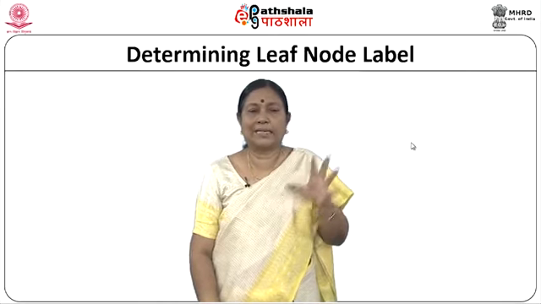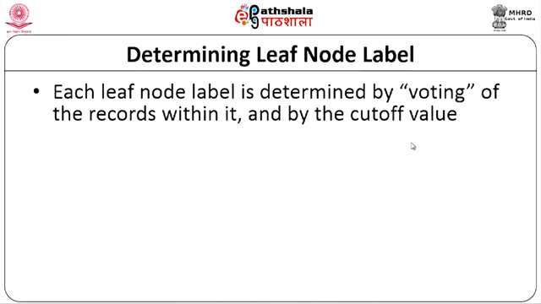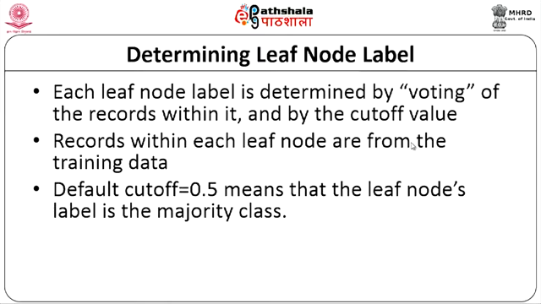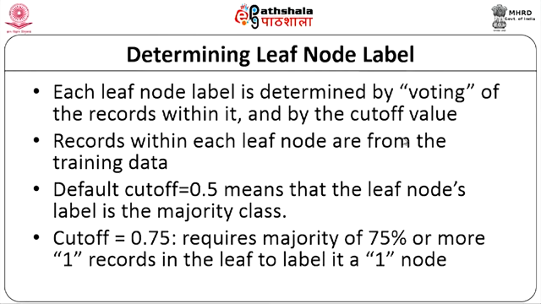Now the next question is how to determine the leaf node label. Each leaf node label is determined by voting of the records within it and by the cutoff value. The records within each leaf node are from the training data. Suppose the cutoff is 0.5, that means the leaf node's majority, most of the data, belongs to the majority class. A cutoff of 0.75 requires that 75% or more of the records in the leaf are 1s if you want to label it as 1. So, you have a cutoff and you vote.